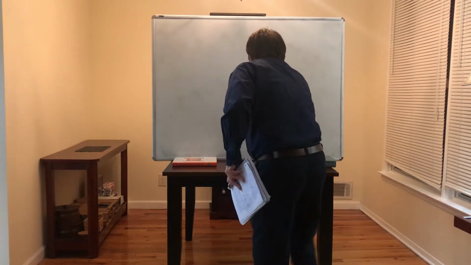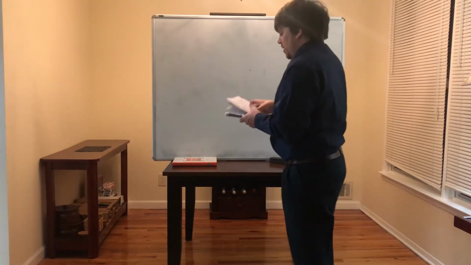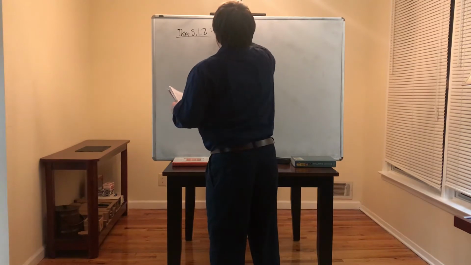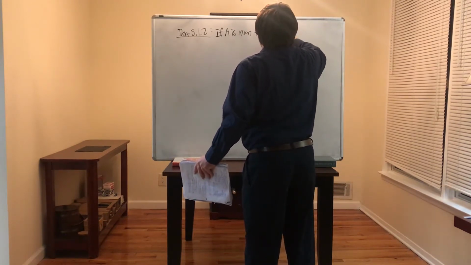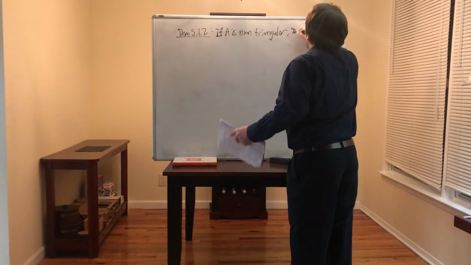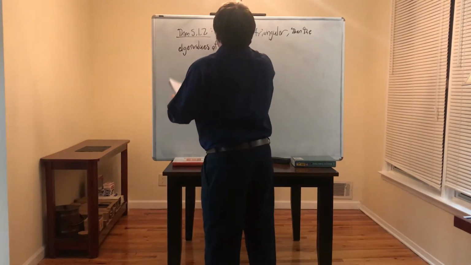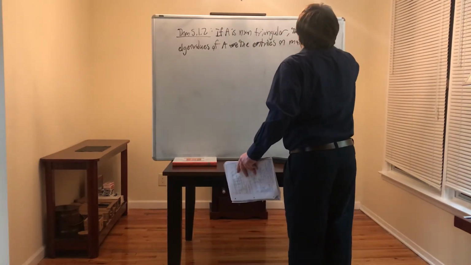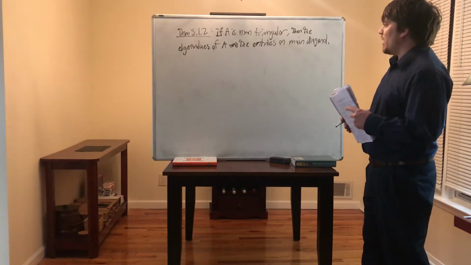Now let's keep going. We're learning about eigenvectors and eigenvalues. So the next theorem is Theorem 5.1.2. That theorem is: if A is n by n triangular, and a triangular matrix is an upper triangular matrix, a lower triangular matrix, or a diagonal matrix, then the eigenvalues of A are the entries on the main diagonal.